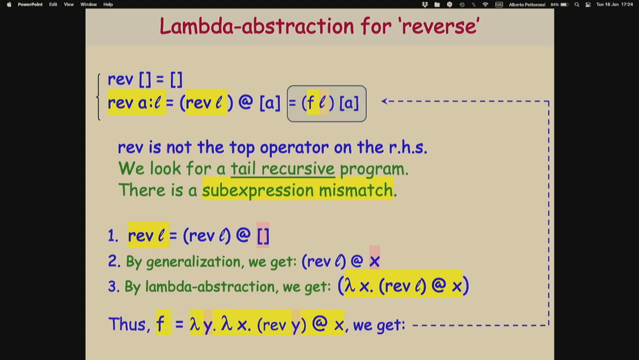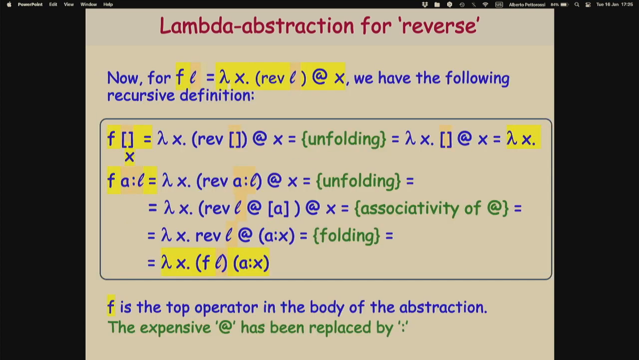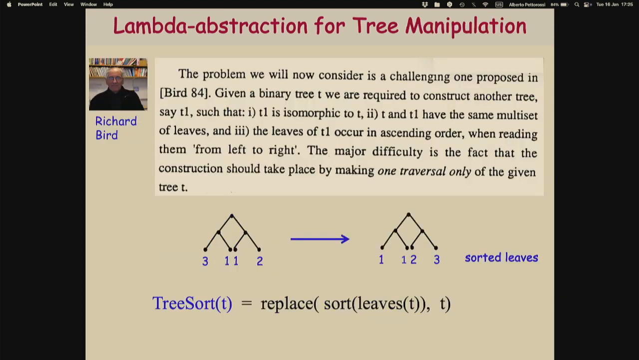And now having this function f, where you also abstract away with respect to L, you get this function f, which is this lambda abstraction. And at this point, rev of L append to A becomes f of L applied to the singleton list A. And magically enough, now f of L has a recursive definition. Sorry, this x should be there. And in this recursive definition, using also the algebra of the append, the append function becomes a cons. And so you gain in efficiency. So going to higher order allows you to reduce complexity.